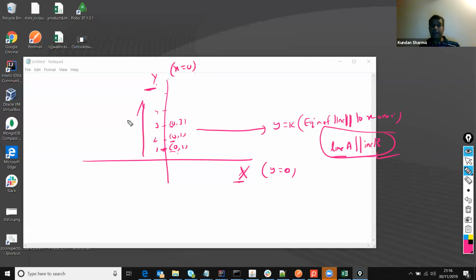Similarly, if you are trying to say the equation of a line which is parallel to the y-axis, and assume that this distance is k, so what is going to happen? This will always be of the form x is equal to k.